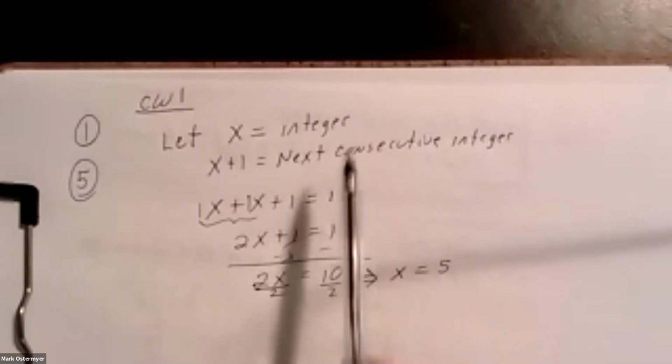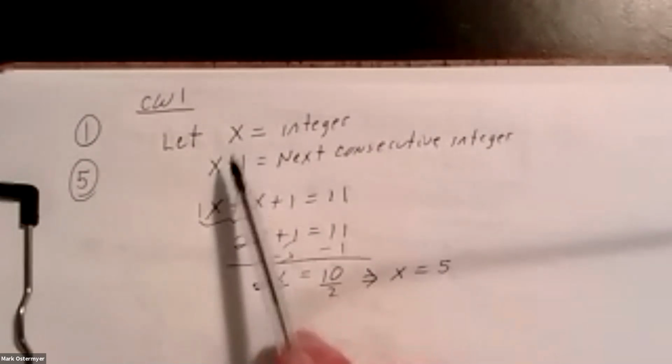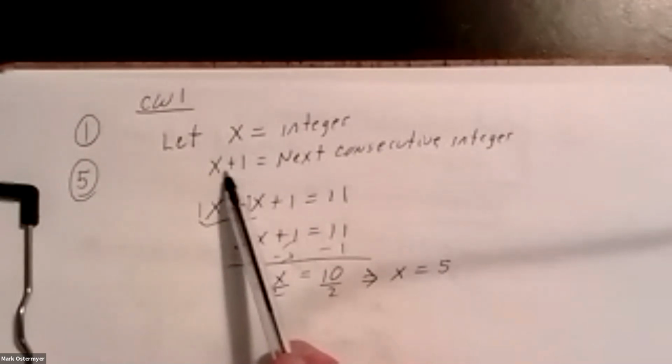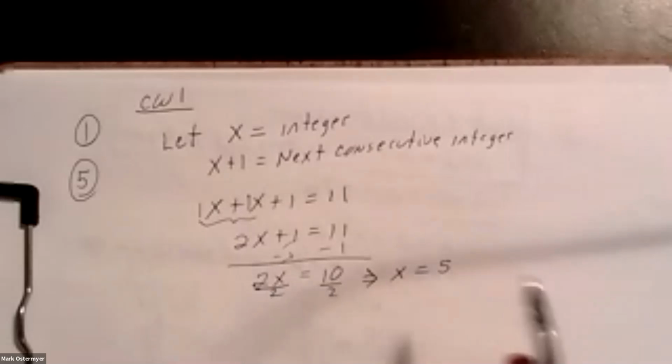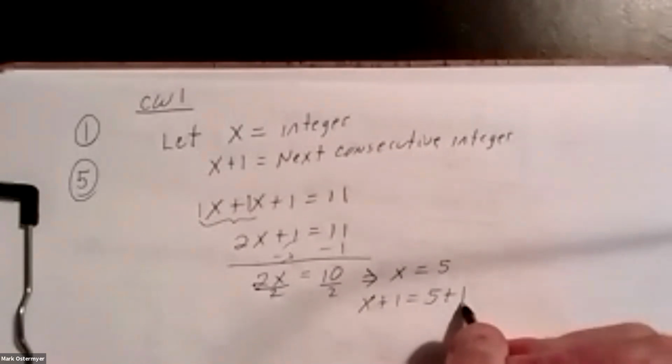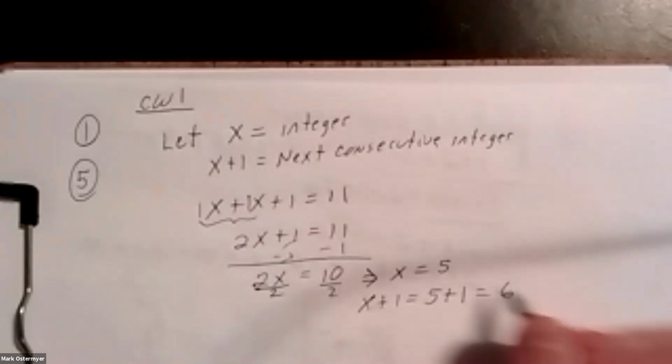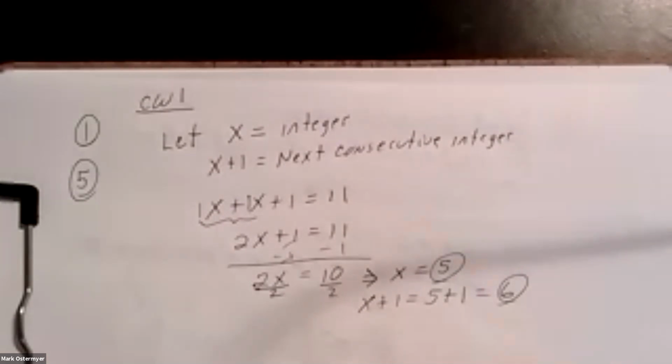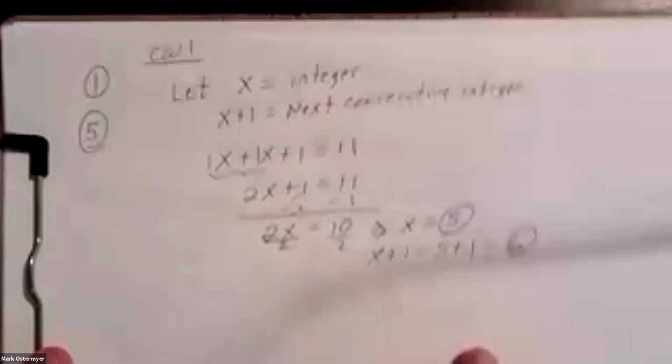If x is equal to 5, we found the first integer. To find the next consecutive integer, you must use x plus 1 because that is what the next consecutive integer is. So the next one is x plus 1, which means 5 plus 1, which is 6. And you got your two answers, correct? Did everybody get that one correct?